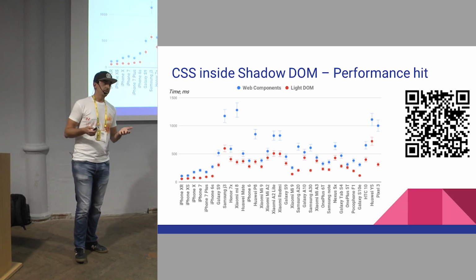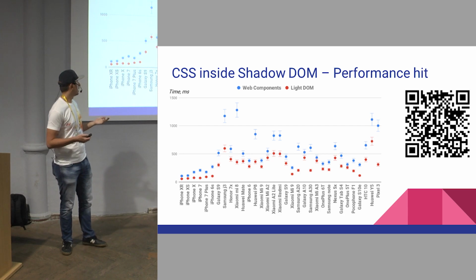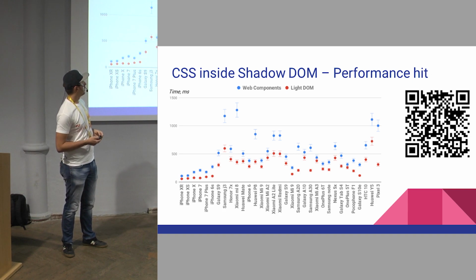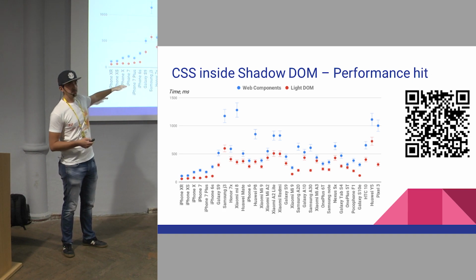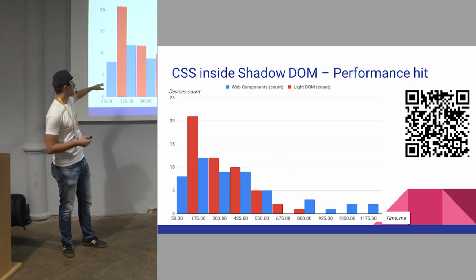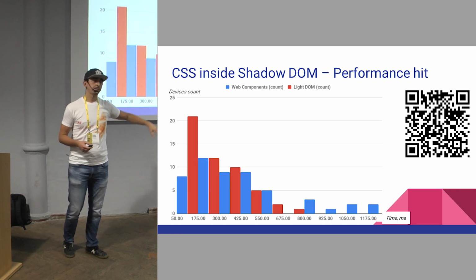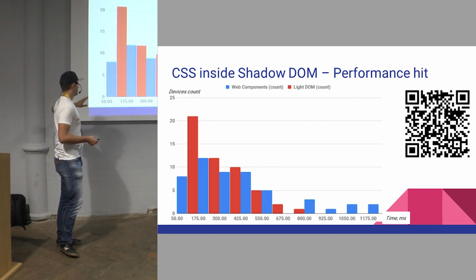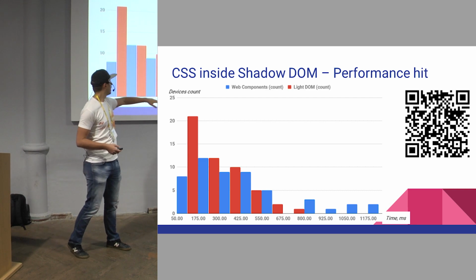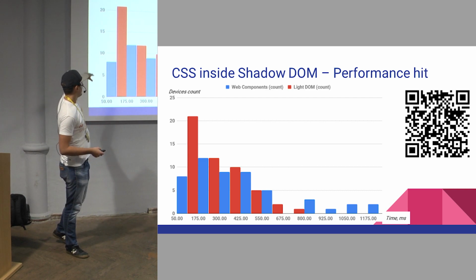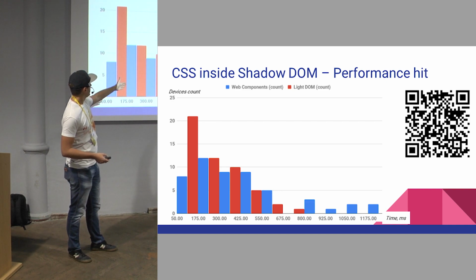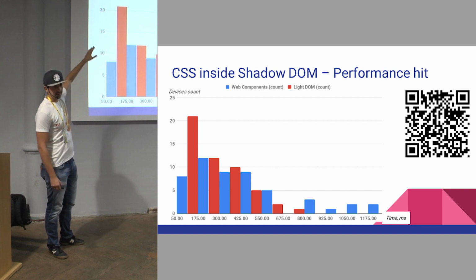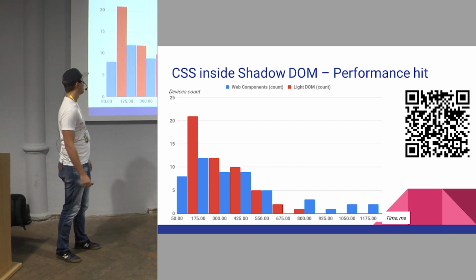This is a corner case, but just to give you an understanding of what kind of price you need to pay. While it may not look really good here, it looks quite okay here. This is the same result, but here you can see the time scale, and this is the number of devices. As you can see, the blue lines represent web components, while the red one is just light DOM. It's just 2,000 buttons, I think.